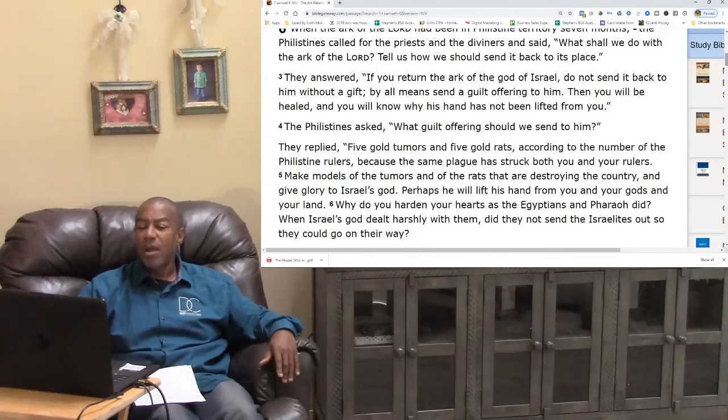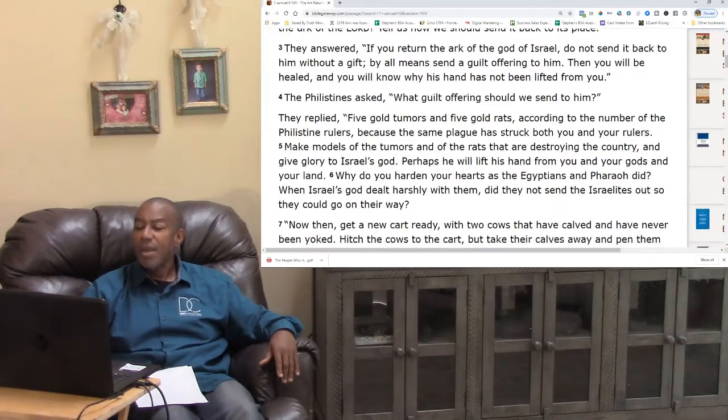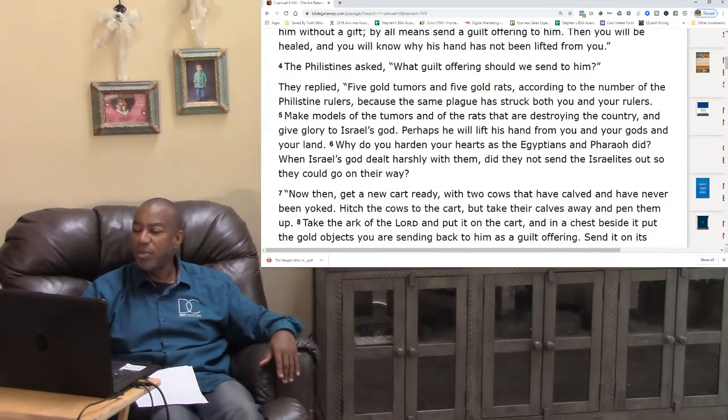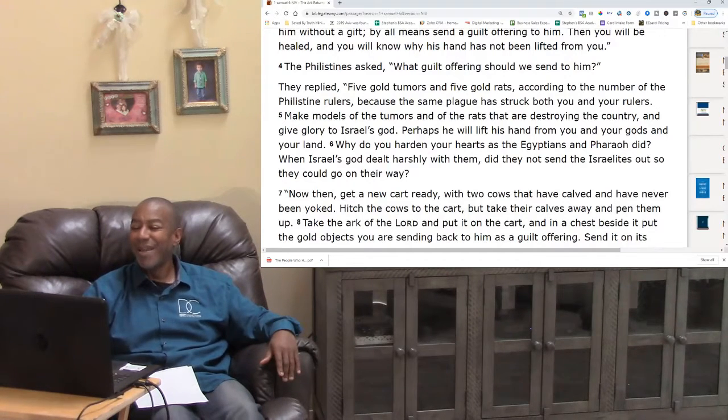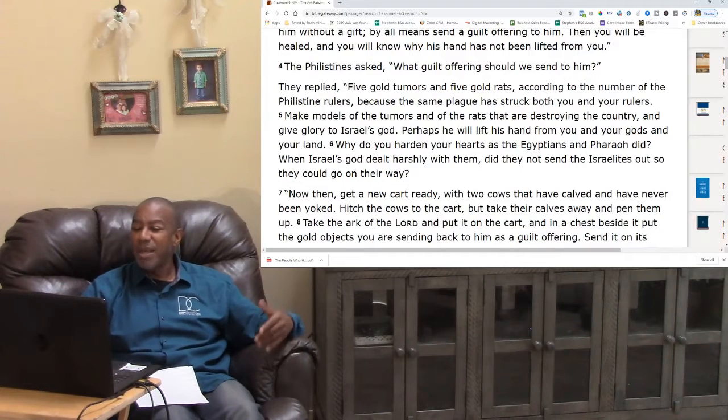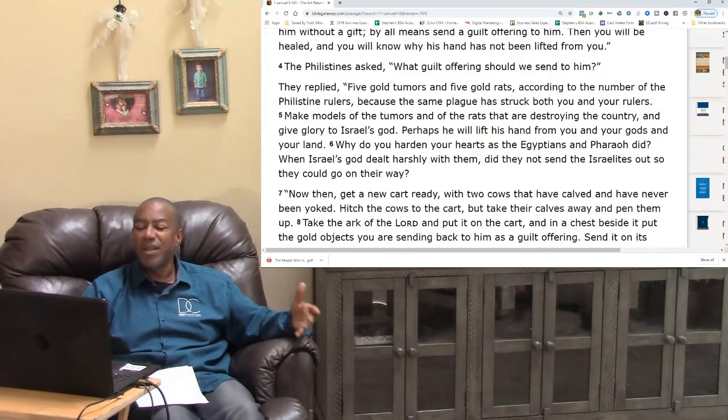Actually, verse 4. The Philistines asked, "What guilt offering should we send to him?" They replied, "5 gold tumors and 5 gold rats." That's an interesting gift. But it says, according to the number of the Philistine rulers, because the same plague has struck both you and your rulers. "Make models of the tumors and of the rats that are destroying the country and give glory to Israel's God."